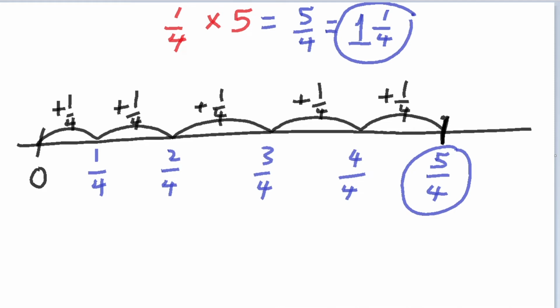Now, let's use our number line to verify this answer, okay? So let's go back to our number line. We have 1/4, 2/4, 3/4, 4/4, which is the same as a whole, correct? Then 5/4 must be a whole and a fourth. All right, we verified that answer. So both 5/4 and 1 1/4 are correct.